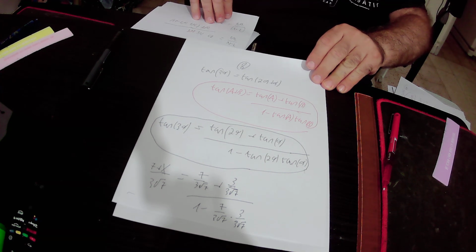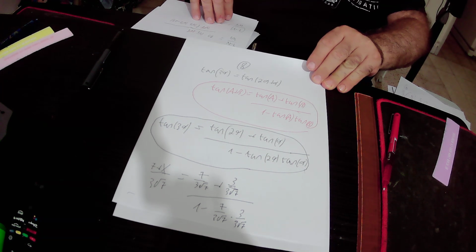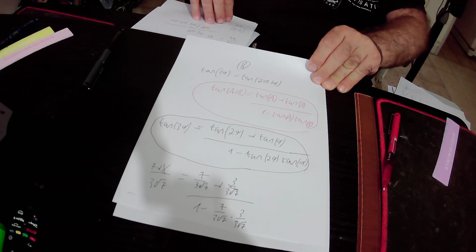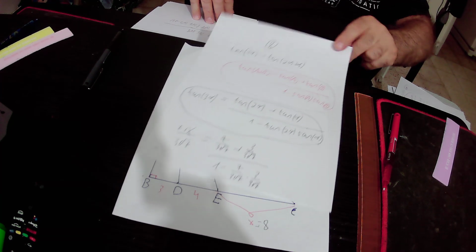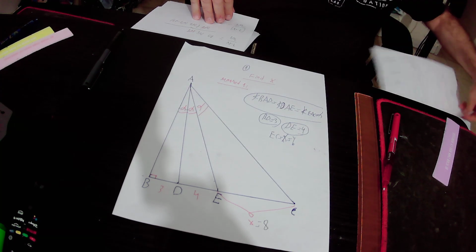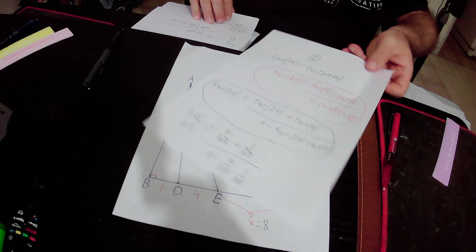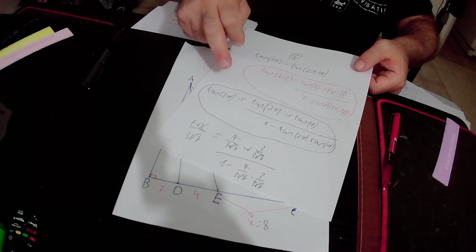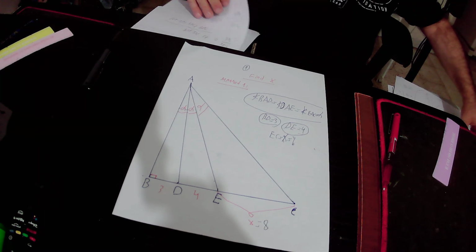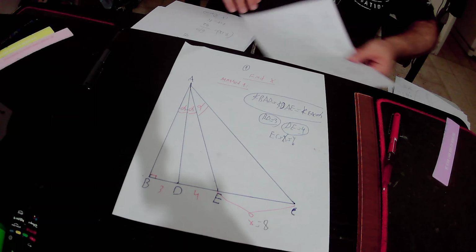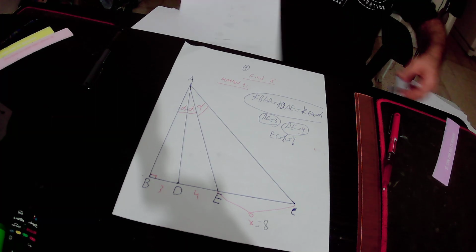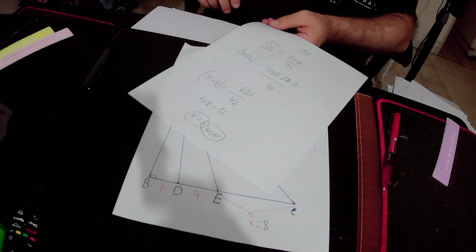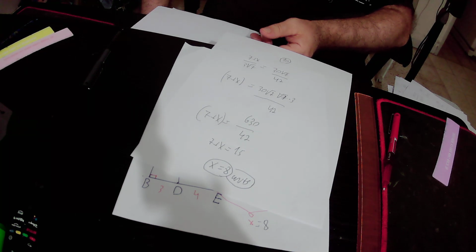And we solve this equality. We have here only one variable that is missing, that is x. So we have one equality with one missing variable, and after we solved it, we found out that the value of x is 8 units. X equals 8 units. Okay?